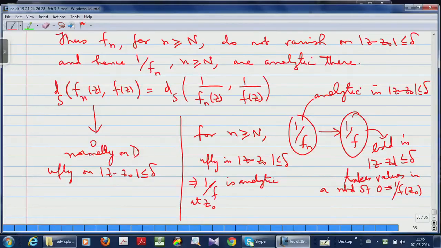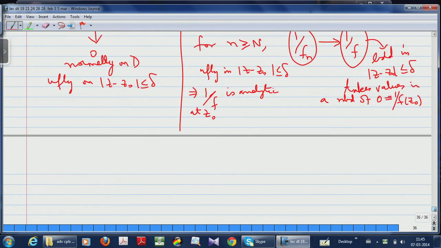How can they have poles? So you should not be able to apply Hurwitz's theorem. The only way out is that 1/f should be identically 0 in that neighborhood. And 1/f being identically 0 in that neighborhood is the same as f being identically infinity in that neighborhood, and that is all we want. So you see, here is where Hurwitz's theorem comes in. Alright, so let me write that down by Hurwitz's theorem.